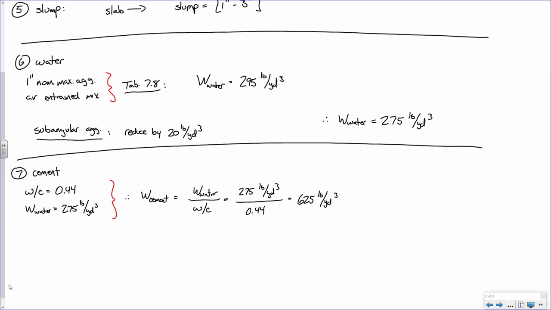So limits. We got more problems in the mix design, though, if we got that. Okay, so our PCA minimum for severe exposure. We do need to check this one, but this one is 564. We good here? Yeah, we're good here.